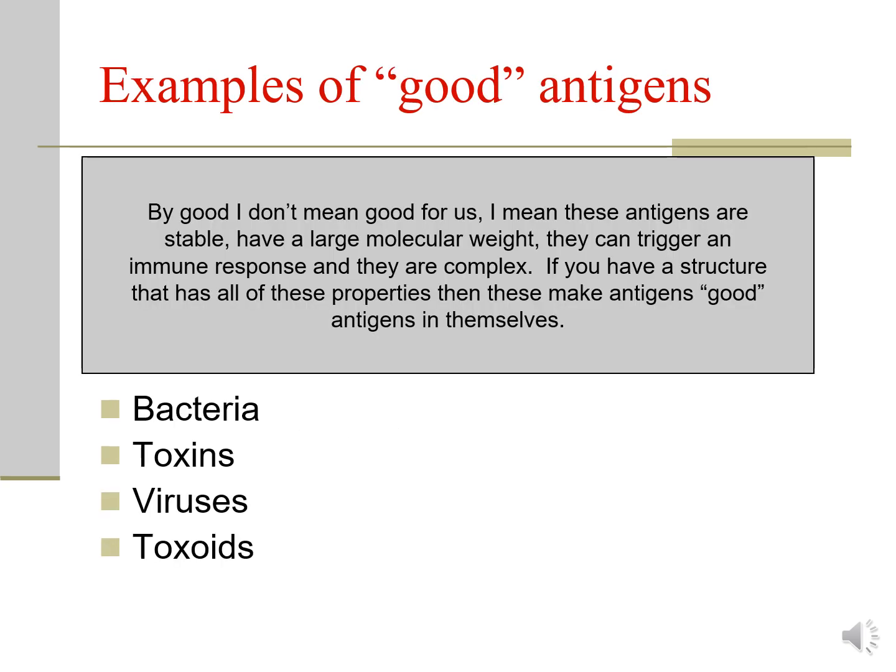Let's talk about some substances that are good antigenically. What I mean by that is that they meet all of the criteria that make something an antigen. Some of those that are good antigens would be bacterial antigens, and that would be antigens on cell walls, flagella, and capsules. We have toxins. Toxins make good antigens. These are poisonous substances of plants or animal origin. We have viral antigens, and then toxoids.